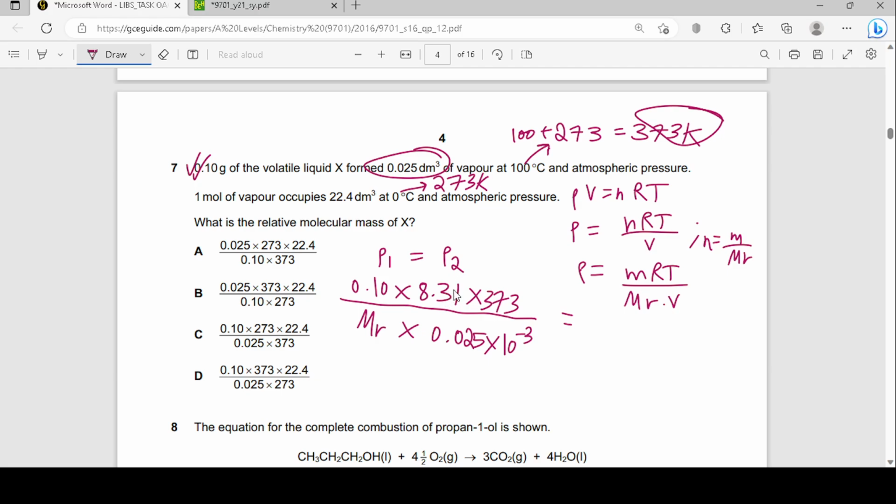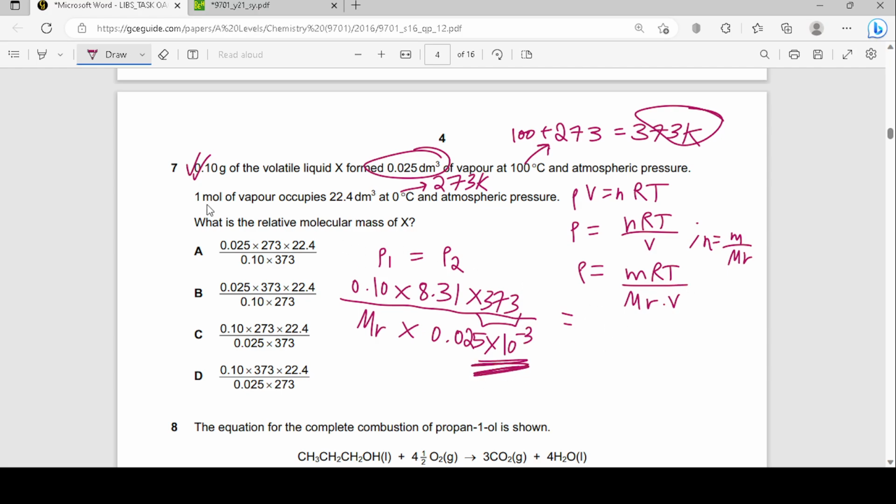Even R also cancels out because it's the same on both sides, right? Because this is actually a ratio, right? So because basically P1 over P2 equals 1, so it's a ratio, so they cancel out, so you don't need to worry about writing the value of R or about changing dm cube to meter cube, but you do need to change the temperature from Celsius to Kelvin, because over here you're multiplying something, right?